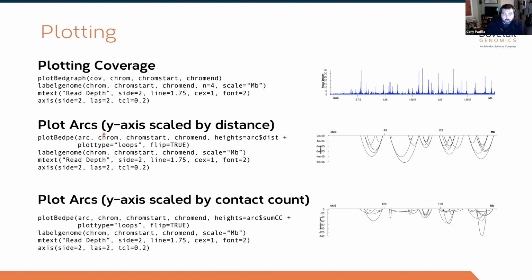Then we want to plot the arcs. And so this is actually really simple in Sushi. It's just simply plot bed PE. We're going to feed in our arc file. We want it to plot again over that same chromosome region.